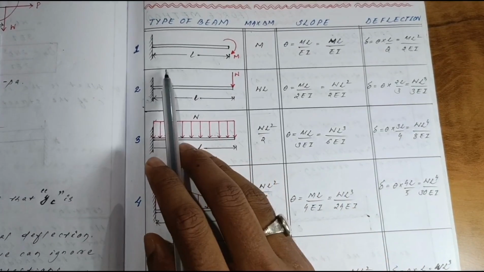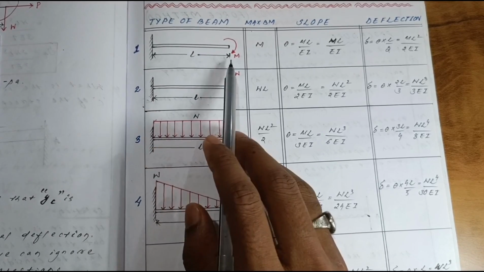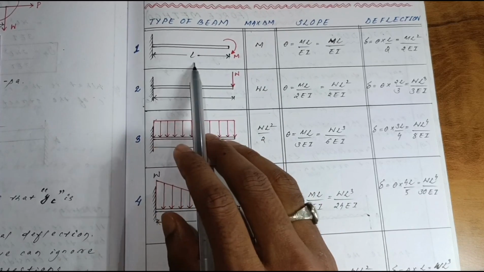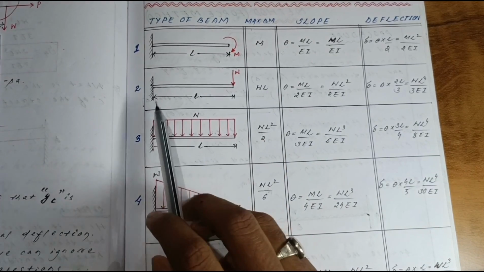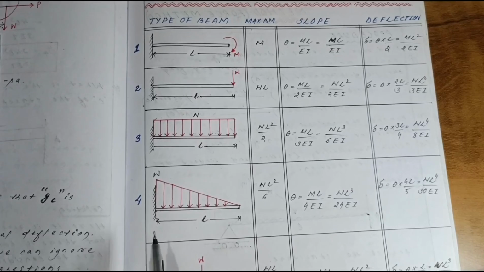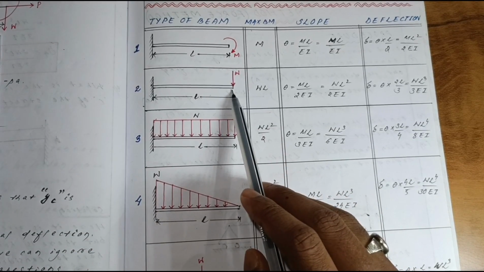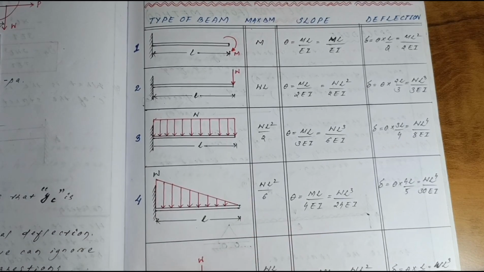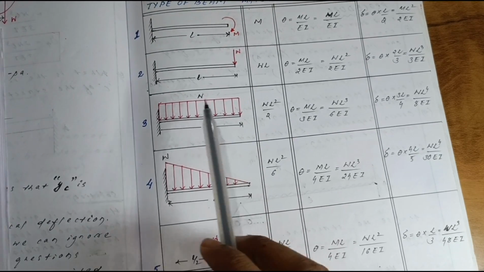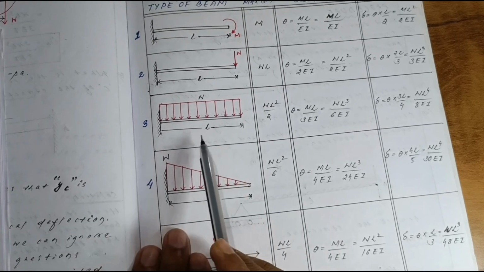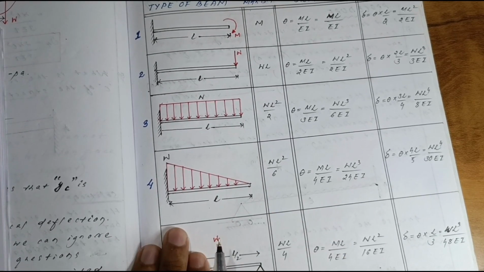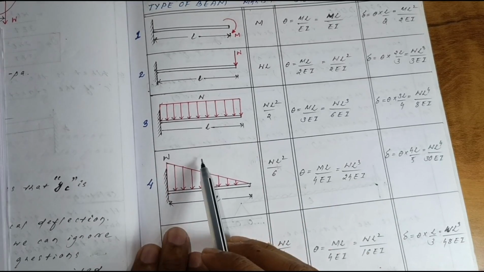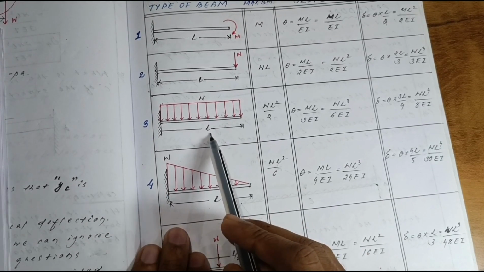In the first situation, we have a cantilever beam. A moment is applied at the end point of the beam and the length of the beam is L. In the second situation, we have a cantilever beam. A concentrated load is applied at the end point of the beam and the length of the beam is L. In the third situation, we have a cantilever beam. A uniformly distributed load is applied throughout the beam and the length of the beam is L.